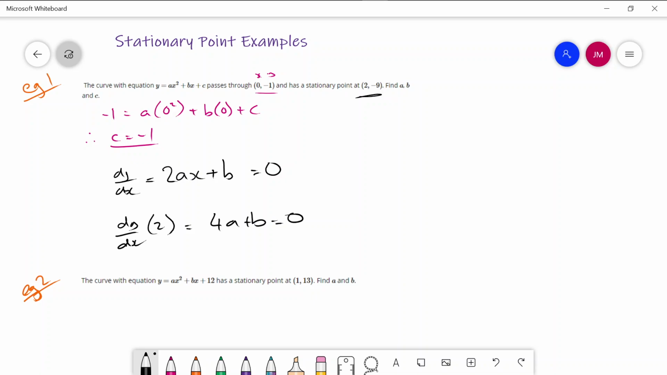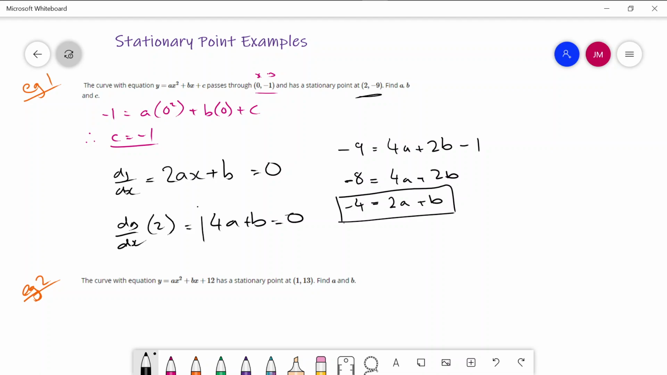We also know that the point (2, negative 9) is a point on the original function. So we can find a second equation by subbing in 2 and negative 9. So negative 9 is our y value. And we've got 2, so that'd be 4a plus 2b minus 1. And then let's rearrange that, plus the 1 over, gives you negative 8. 4a plus 2b equals negative 8. We can even divide everything by 2 if you wanted to. Negative 4 equals 2a plus b. So now we've got two equations.